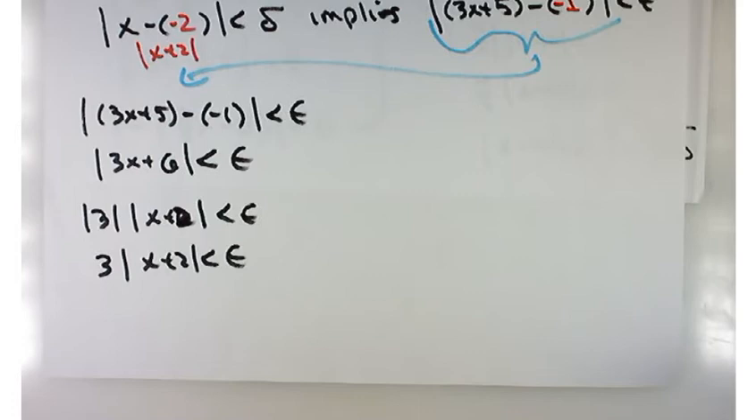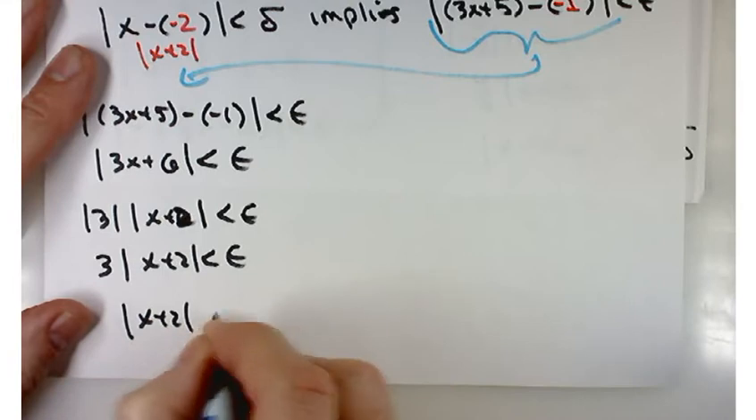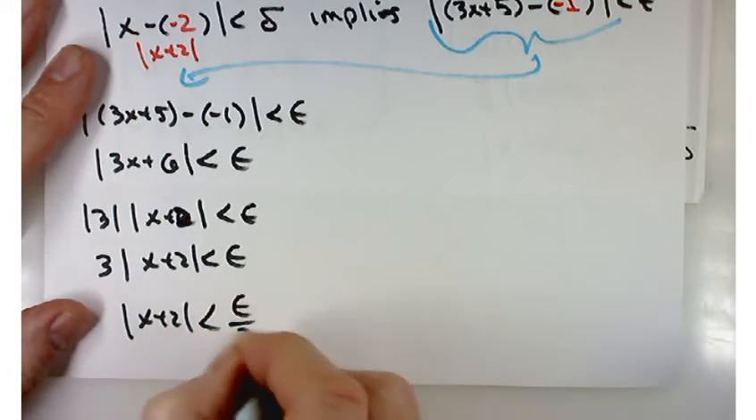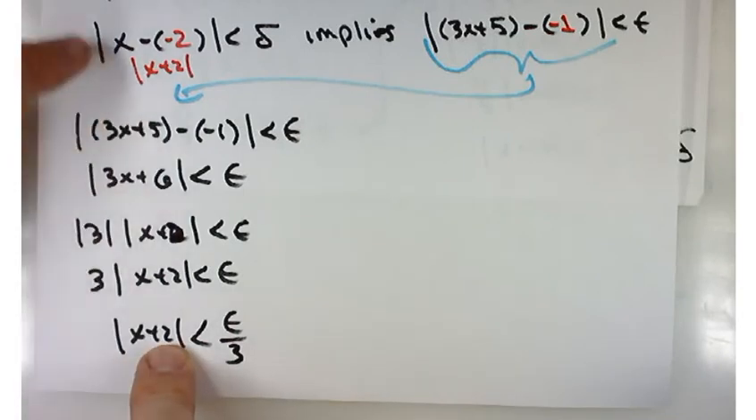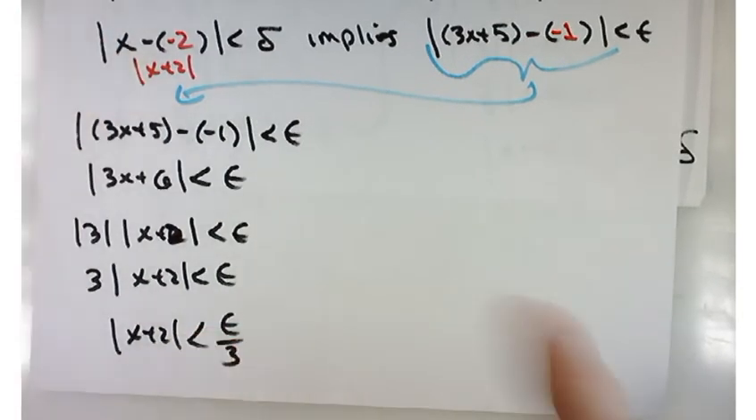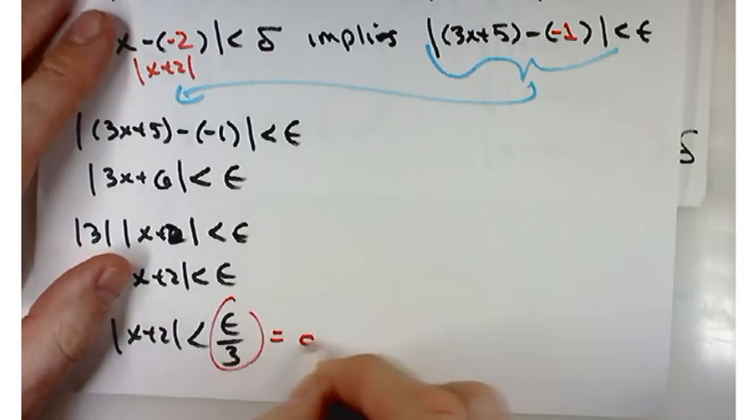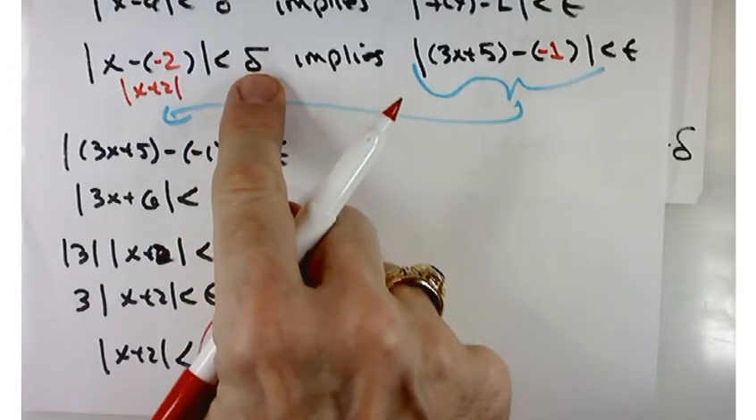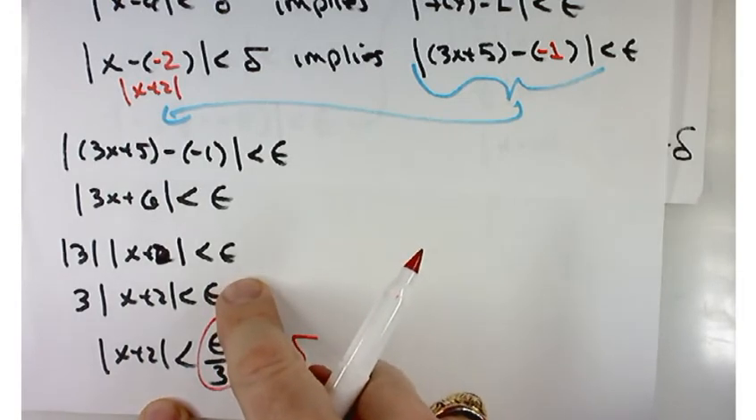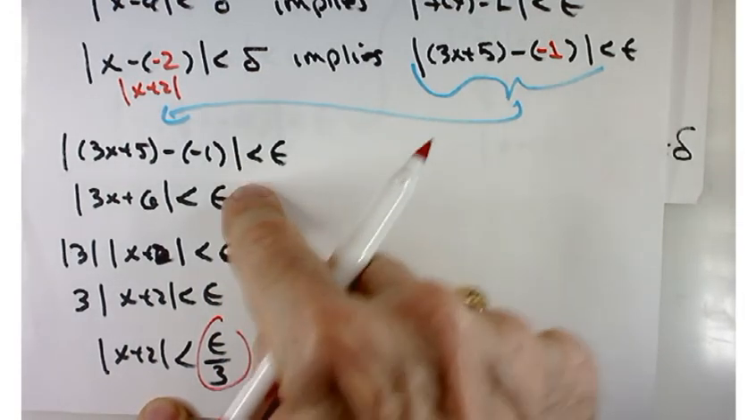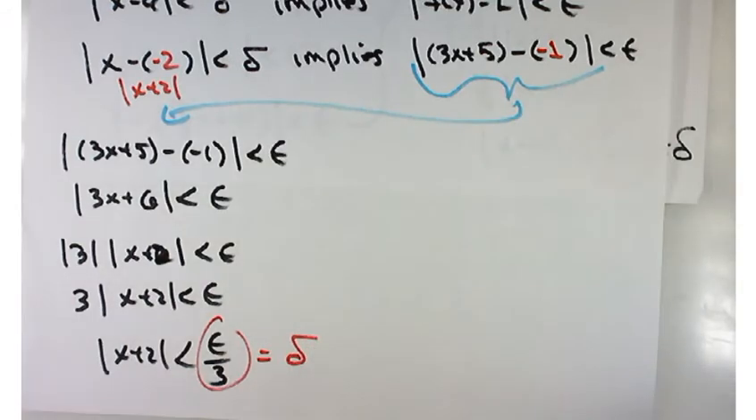So how do I finish this up? Divide by 3. I get the absolute value of x plus 2 is less than epsilon over 3. Wow, that's it. When I get this right here, then you're done. This is your choice for delta. So with that choice for delta, epsilon over 3, this is true, this is true, this is true, and then this is true. You get that whole sequence of events.